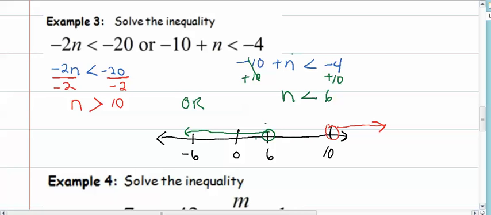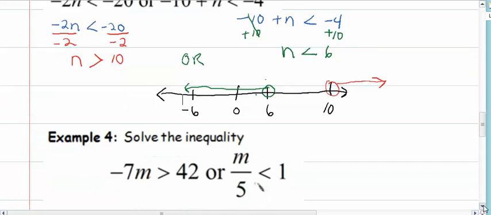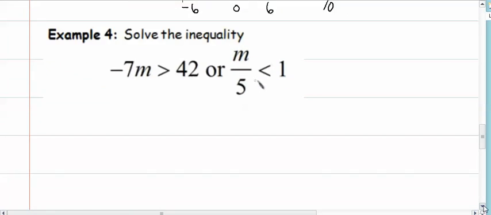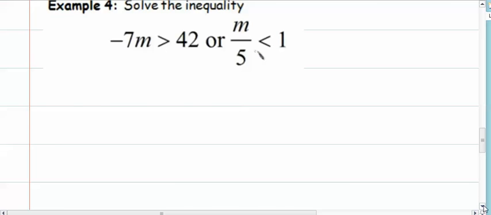Okay, number 11. Looks like it's another or, but it has fractions in it. We're getting used to it. We know what to do with them now. Okay, so write them as individual inequalities. And then over here we have m over 5 is less than 1.